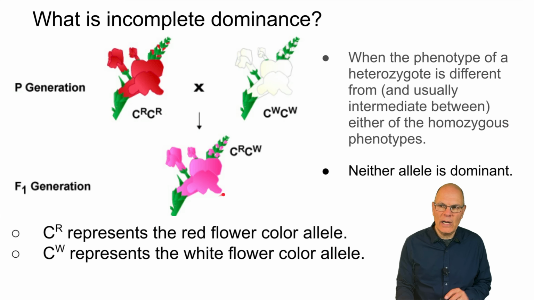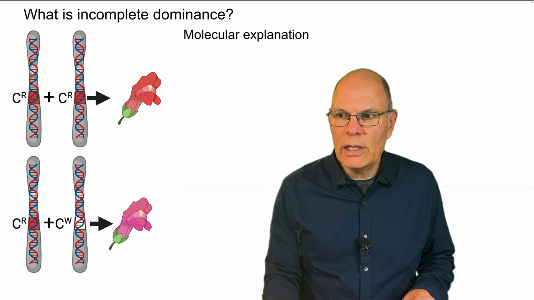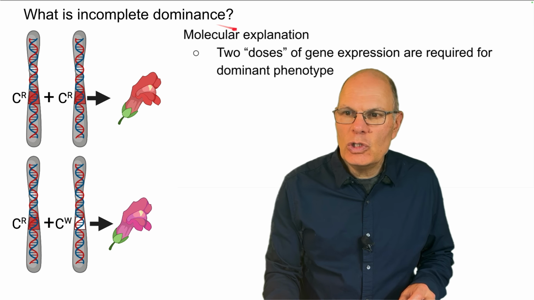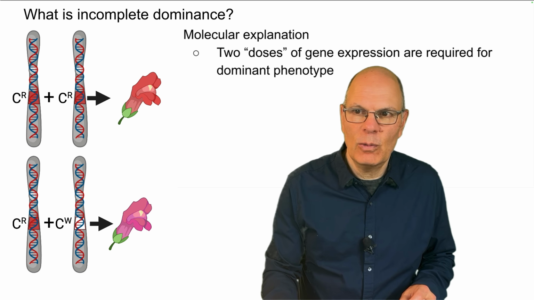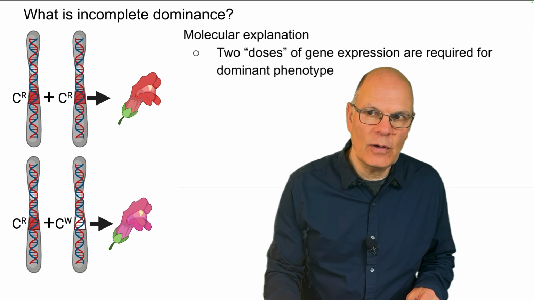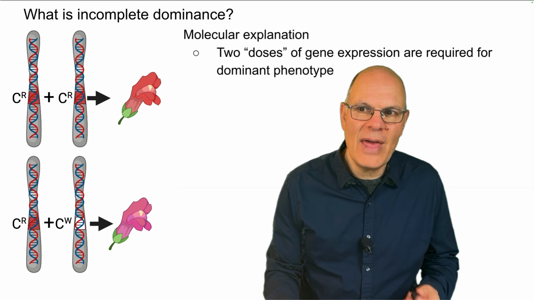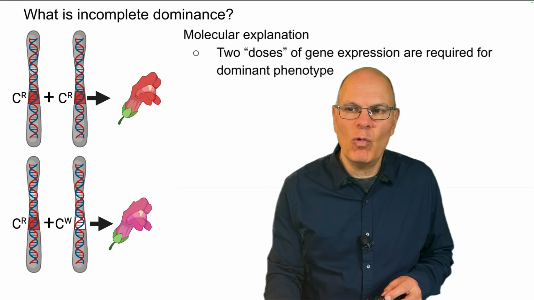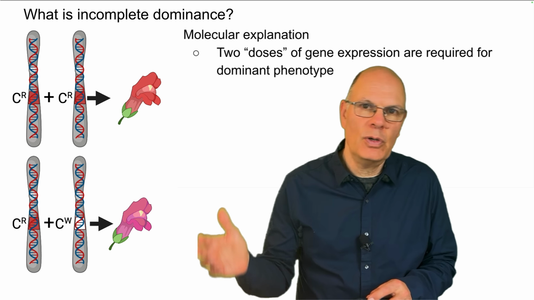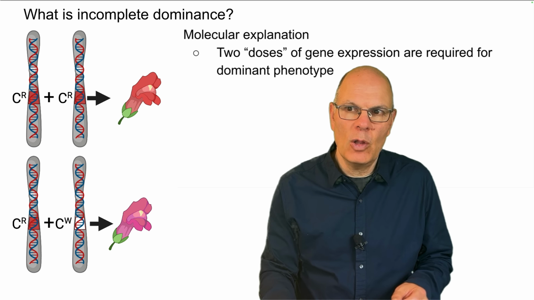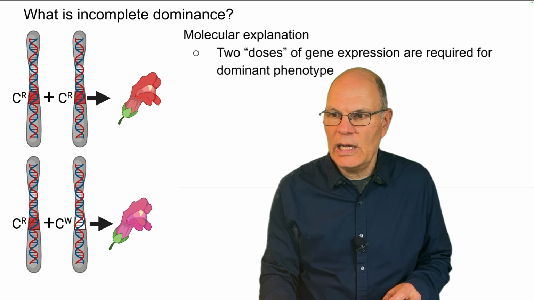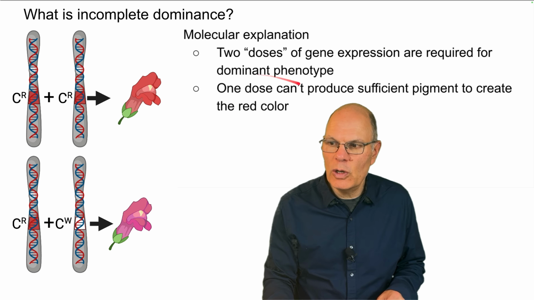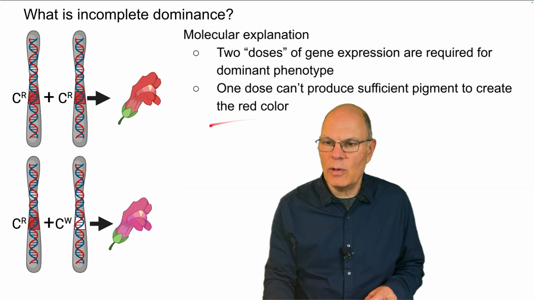The F1 generation, they're all hybrids, C big R, C big W, but they're pink. It's because 2 doses of gene expression, in other words, this is DNA that's coding for protein, and you need that much protein in order to produce that vibrant red color. If you just have one, then it's not enough to push the phenotype all the way to red, and you wind up with this intermediate phenotype. One dose can't produce sufficient pigment to create the red color.